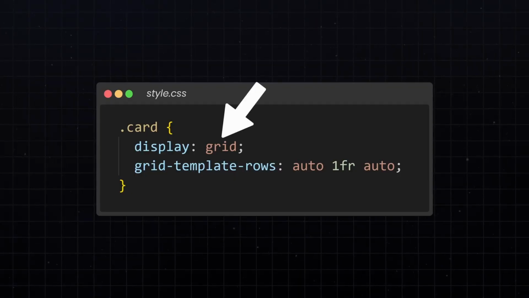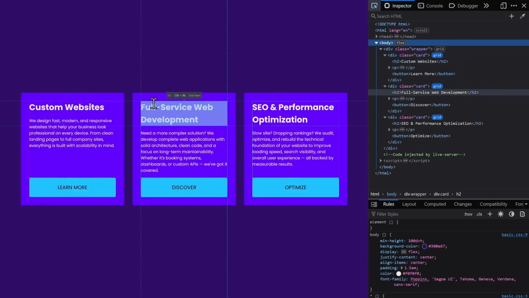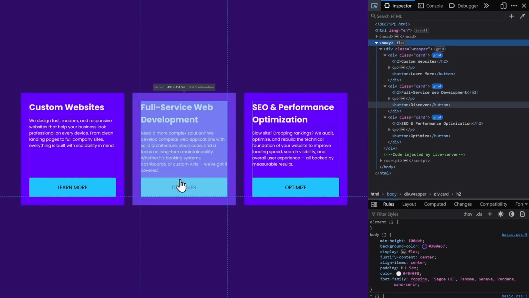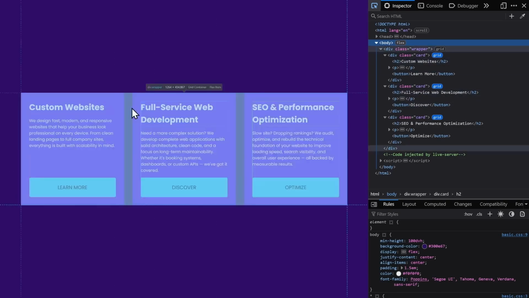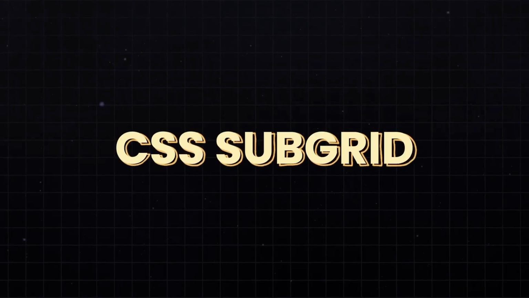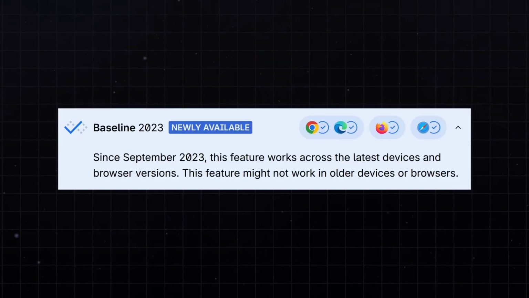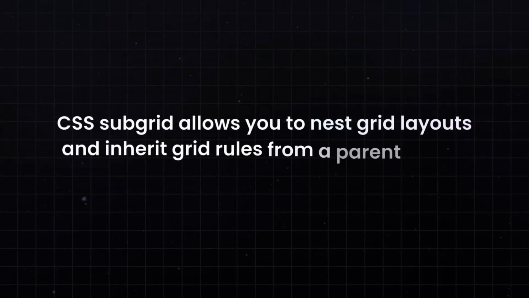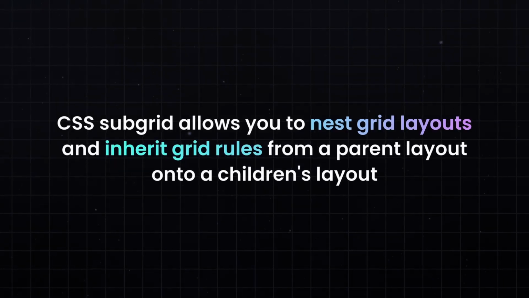So to fix this, you would have to define another layout inside the cards. Though the problem is, these new layouts are not connected with each other in any way. If one card has a bigger heading, for example, the others will not know that, and it does not change their position. Which is why in this video I want to teach you about CSS Subgrid. The cool thing is, unlike most modern CSS tricks, this one actually has great browser support. CSS Subgrid allows you to nest grid layouts and inherit grid rules from a parent layout onto a children's layout.